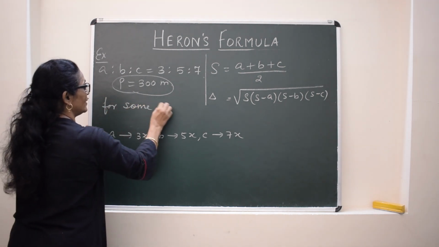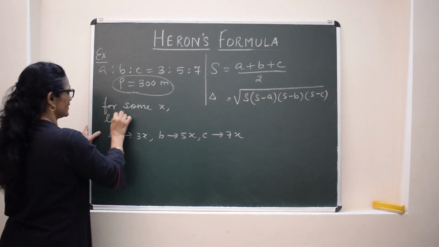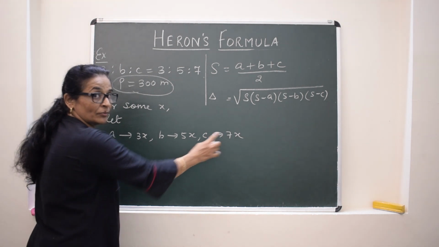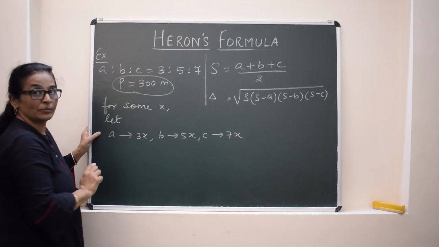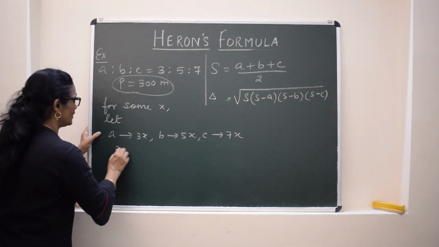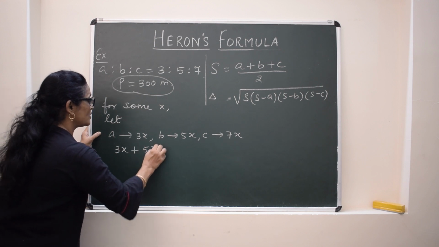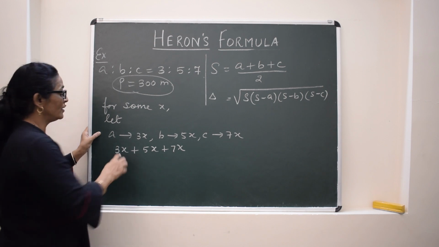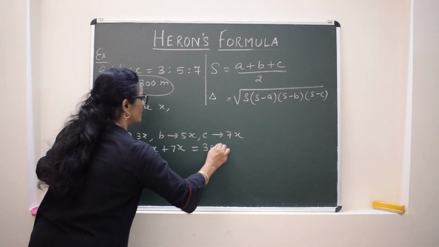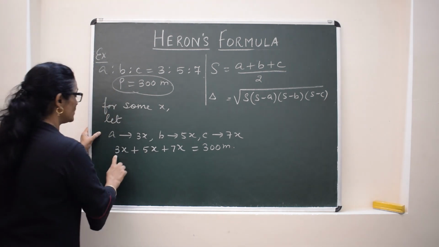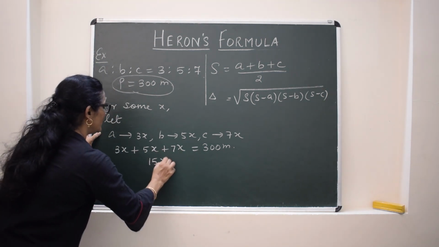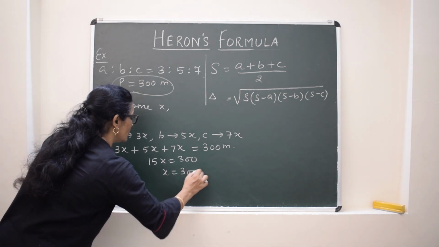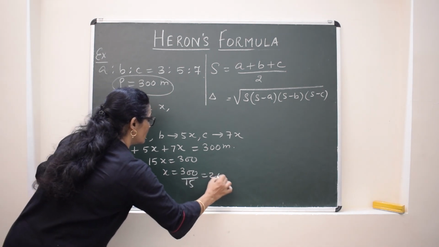For some x, let a be 3x, b be 5x and c be 7x. So we will take the perimeter 300 meters, so that a plus b plus c, because perimeter is the sum of the sides of the triangle, is equal to 300 meters. So this will be 15x is equal to 300. So x is equal to 20.